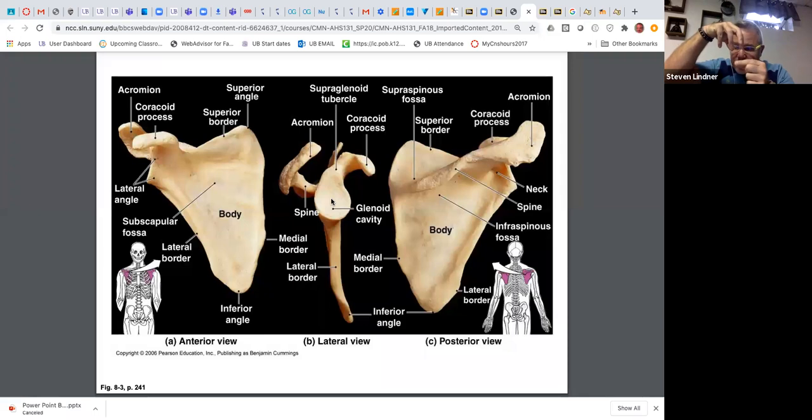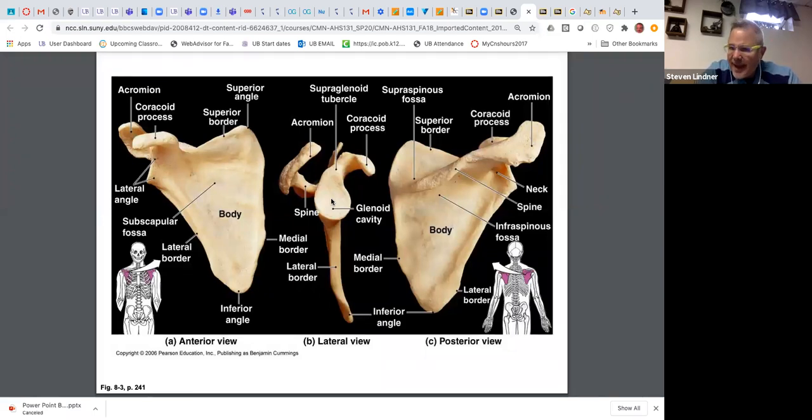The golf tee is very small. So the golf ball can easily fall off the tee if the wind blows too hard. All right, so think of that relationship between the golf ball and the golf tee to the head of the humerus and the glenoid cavity or glenoid fossa.